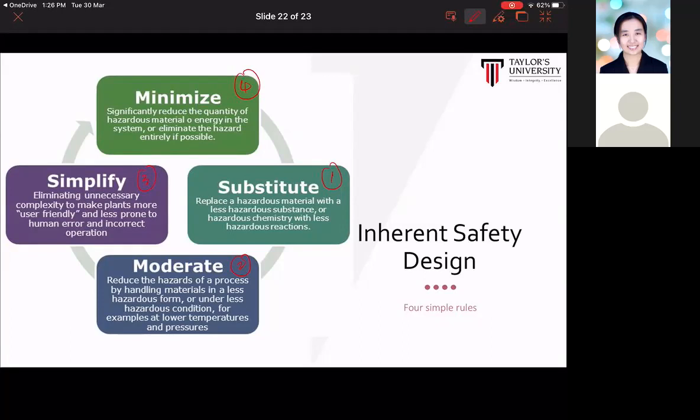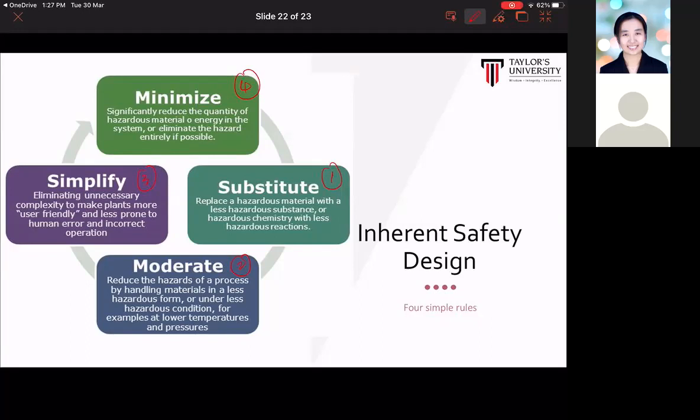Reduce to a less hazardous form or less hazardous conditions. So if we cannot substitute it, we moderate it. And after substitution and moderation, we see if we can simplify the process. Keep it simple is the number one rule in safety design. Lesser instrumentation, lesser valves, lesser joints, the easier and safer the process is. So we want to remove all those unnecessary things to make the plants more user-friendly.